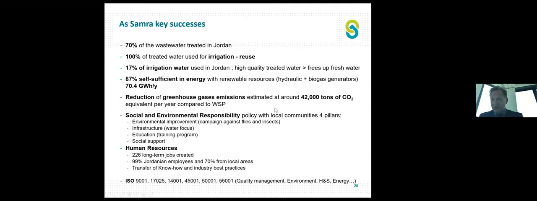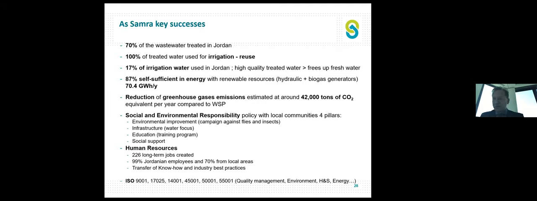We also obviously work on a number of other issues in terms of social and environmental responsibility. For us, working in a place like Asamra, outside Amman, working with the local communities, incorporating the plant and the way we work into the local communities and helping them with their problems is a key part of the whole process. You can see I've mentioned a number of items in the slides: how we train and work with the local schools, we provide social support, and obviously we deal with local environmental issues with our local partners.